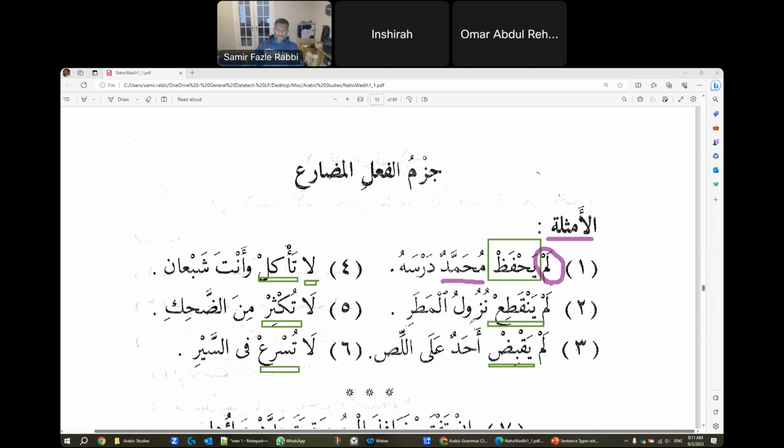Lam yanqati' nuzul al-matar. The pouring of the rain didn't stop. So lam means did not, yanqati' means cease or cut off, nuzul al-matar, the pouring down of the rain. Lam yaqbid ahadun ala lis.